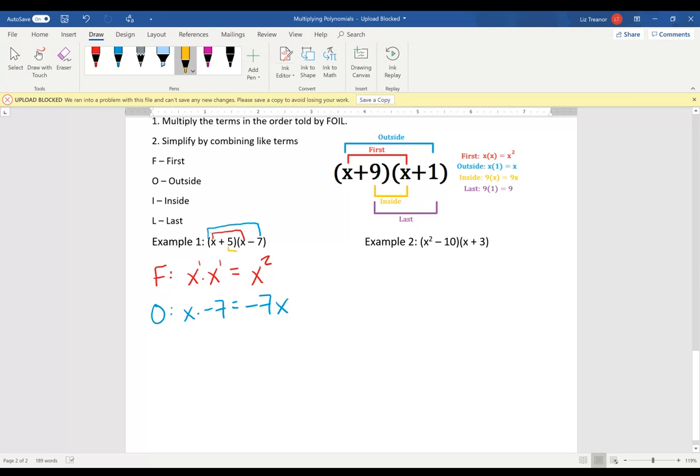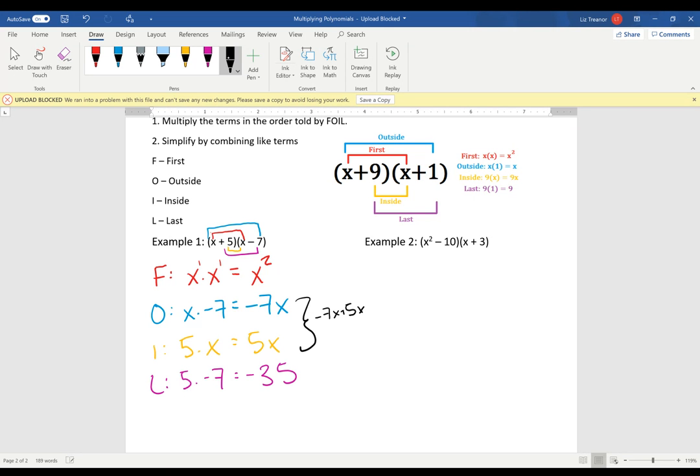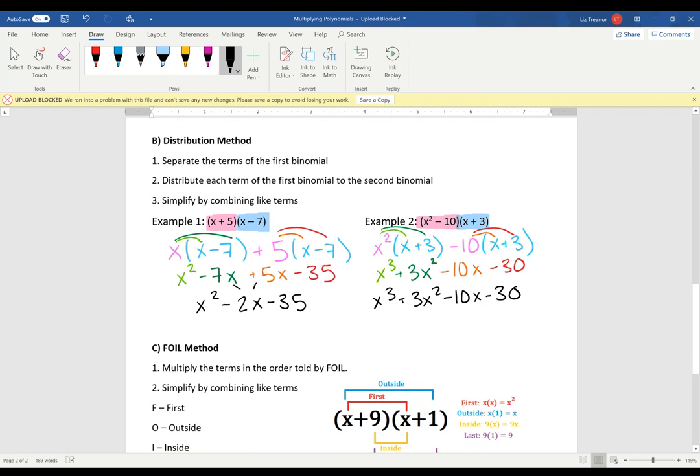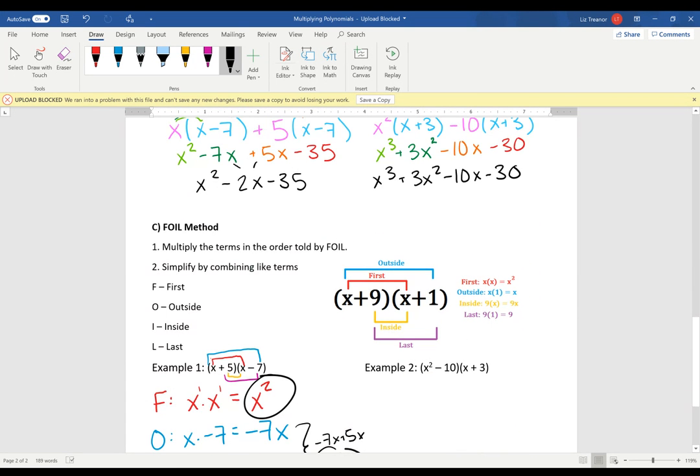Inside, we're going to get 5 times x, which is just 5x. And last, we're going to get 5 times negative 7, which is negative 35. You can add negative 7x plus 5x, and that gives you negative 2x. So your final answer is x squared minus 2x minus 35. And we can check that against our previous answers with the other methods, and as you can see, we get the same thing.